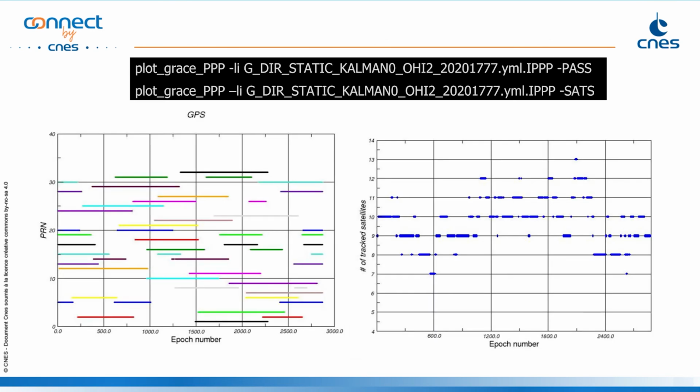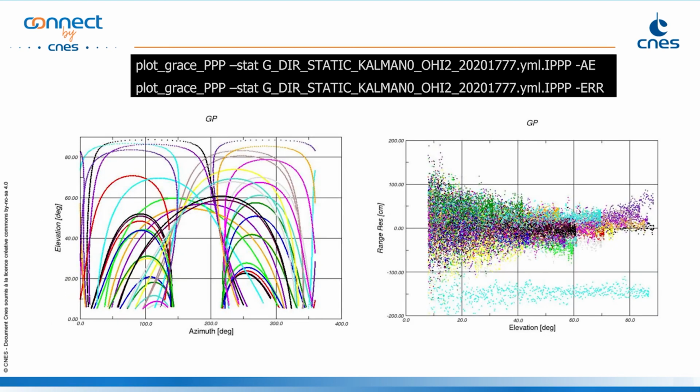Likewise, but using this time the GINS listing file, the pass option allows to view the passages of the different satellites as a function of time for each constellation. The SATS option shows the number of satellites that are visible by the receiver for every epoch. With a statistical file, it is possible to trace the passages of the satellites in a local coordinate system centered on the receiver with the AE option.